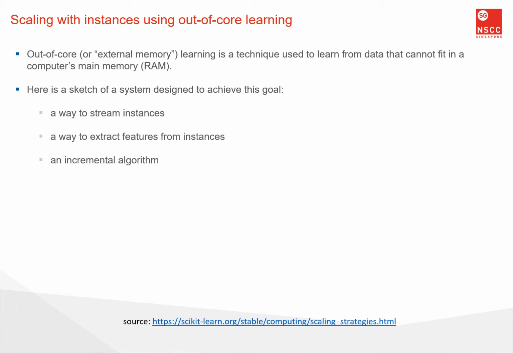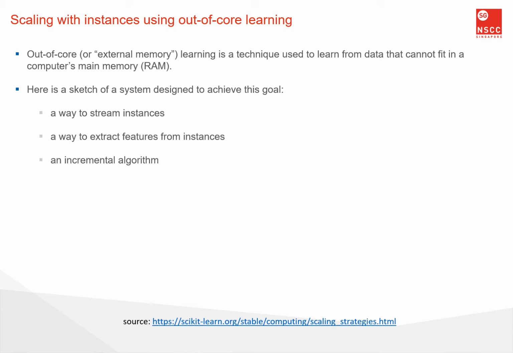So we'll be talking about scaling with instances using out-of-core learning. That means the entire dataset need not be loaded into the RAM simultaneously. Out-of-core or external memory learning is the technique used to learn from data that cannot fit in a computer's main memory or RAM. Here's a sketch of a system designed to achieve this goal.